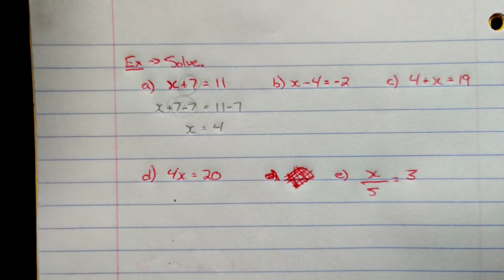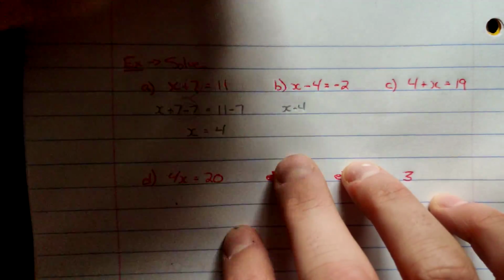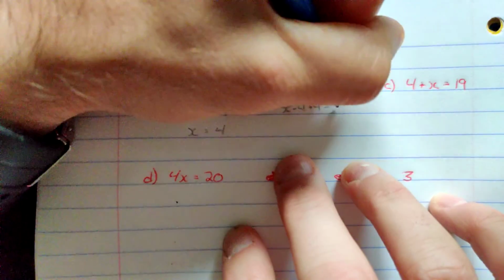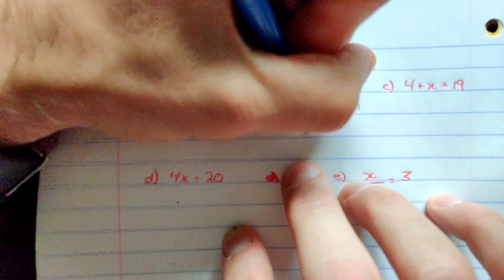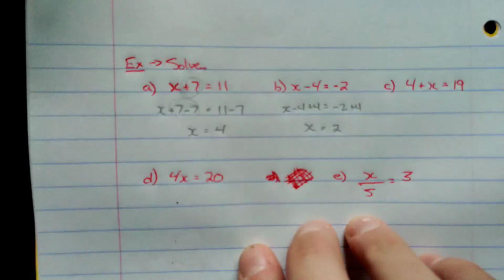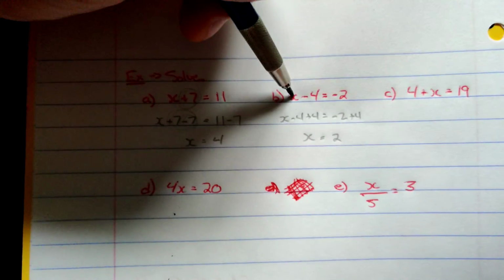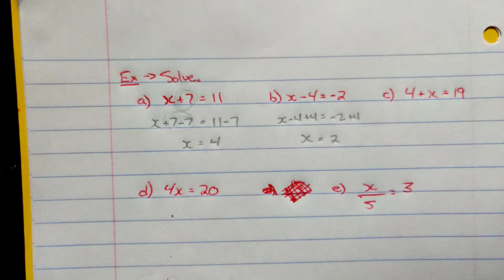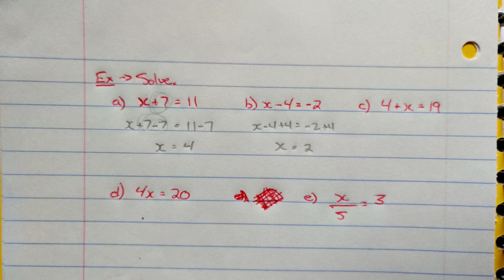In the next case, we got x minus 4. To get rid of minus 4, we're going to have to add 4. So we add 4 to both sides. So we're left with x on this side, and negative 2 plus 4 is going to give me positive 2. And again, I can go back and check that. Positive 2 minus 4, yeah, that's negative 2. Did that one right.